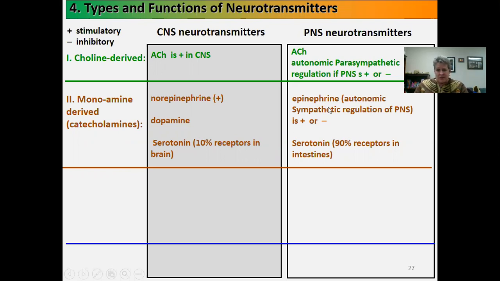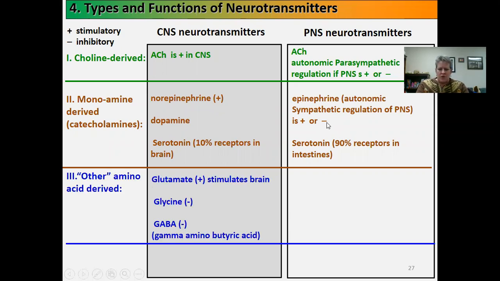Now, in your peripheral nervous system, it's called epinephrine. It does the same thing. It can be stimulatory, and it's part of your autonomic fight-flight system. So when your life is in danger, it's going to control all the autonomic body functions that happen to you during fight-flight. It can stimulate some things and inhibit others, and we'll cover that later.